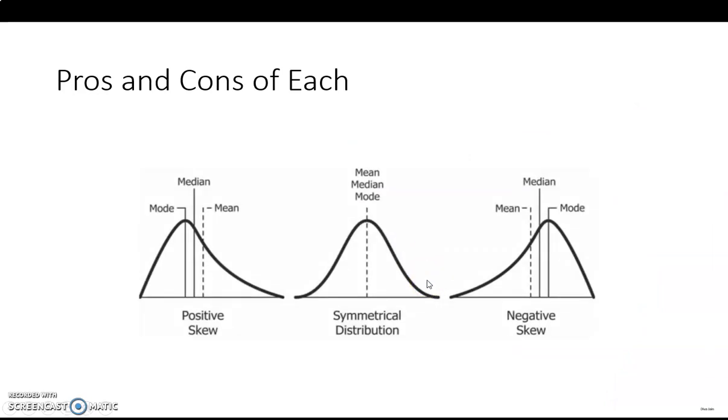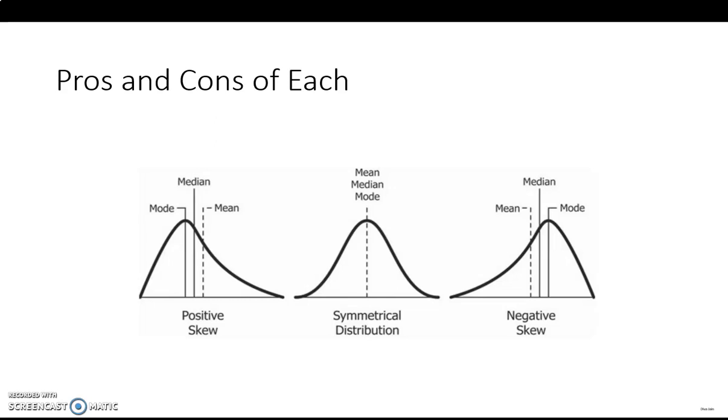One topic related to the pros and cons of each one is that the mean is influenced by extreme values. So if you have a symmetrical distribution, then the mean, median, and the mode are all the same. However, if you have one side that has some extreme values, if you've got a skew, then the mean gets pulled towards that tail.